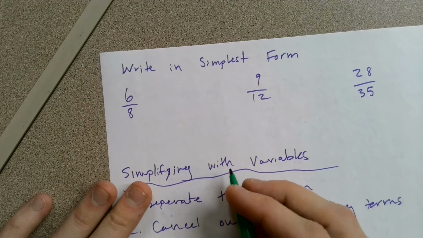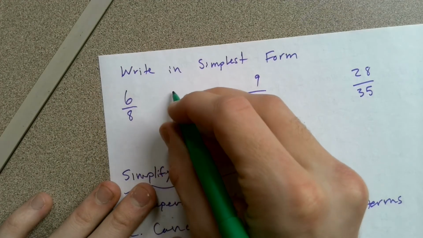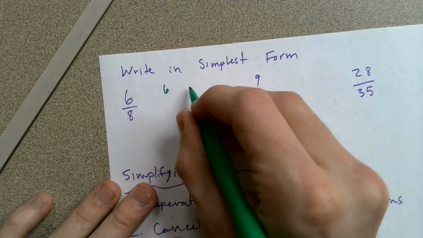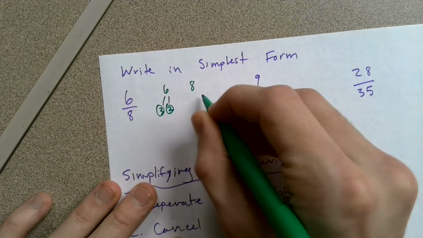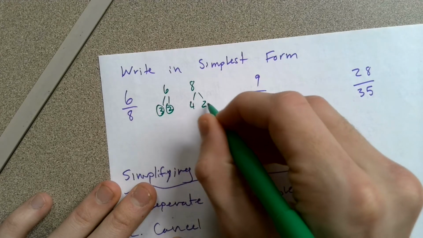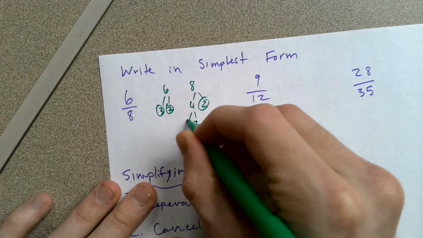So we got 6 divided by 8. What we're going to do is make the simplest form. I know you can probably figure this one out in your head, but I'm going to do my trees just so you get the practice. This becomes 3 and 2, both prime. This becomes 4 and 2, and 2 and 2.